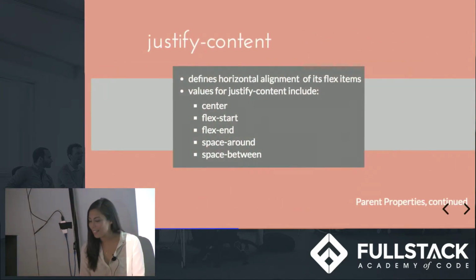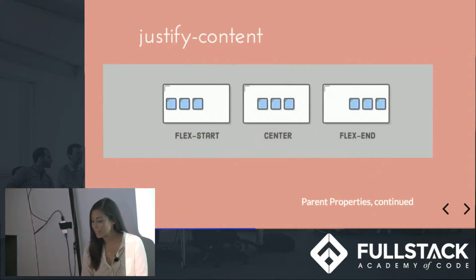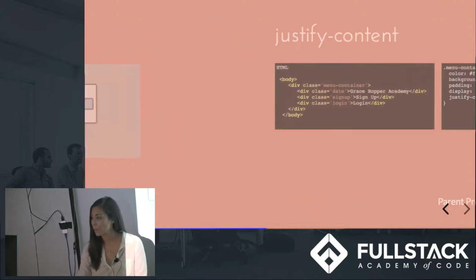Justify content is another powerful container property. With justify content, you can reposition items by setting a property on the parent that defines the horizontal alignment of its flex items. So these are the possible values for justify content. Flex start packs items to the start line, flex end packs them toward the end line, and center centers them.